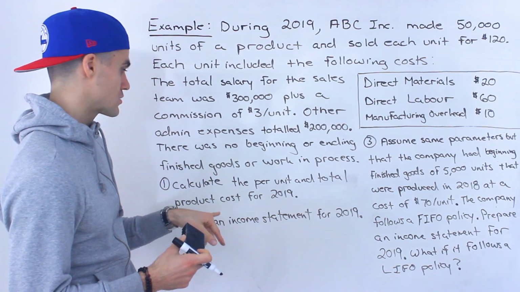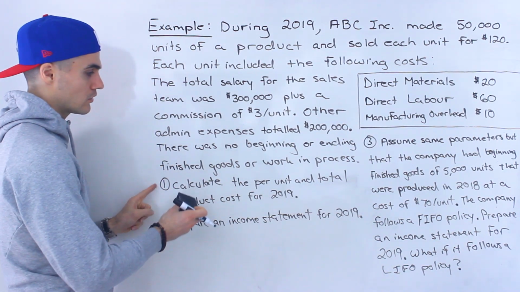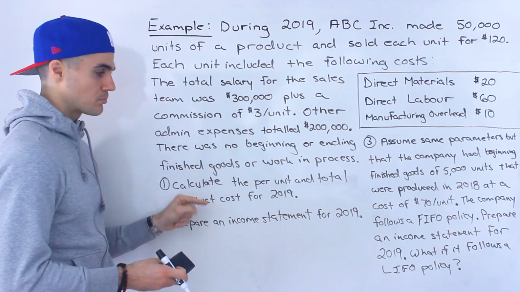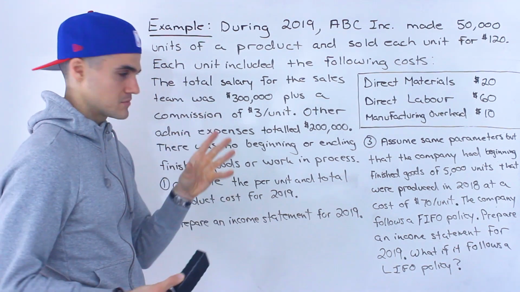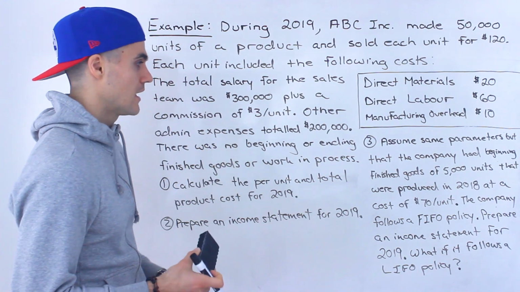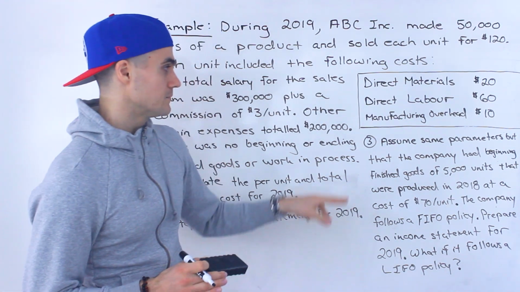And we have to answer 3 questions. Number 1, we have to calculate the per unit and total product cost for 2019. Number 2, we're going to prepare an income statement for 2019. And number 3 is going to be a little tricky.